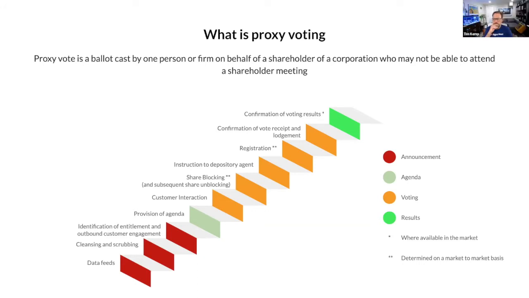I will keep it very high level for what proxy voting exactly is, as I see most of the people in this call are also from the capital markets and investment banking industry. But in general, at the highest level, proxy voting is really the process where there is a ballot cast by a person or a corporation on behalf of another shareholder or a corporation who might not be able to attend a shareholder meeting.